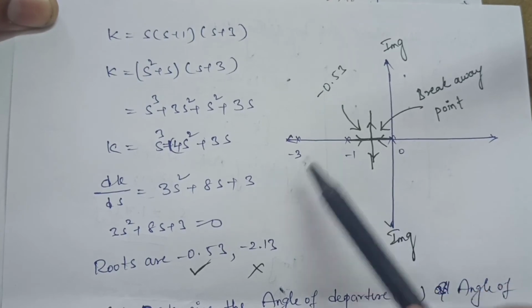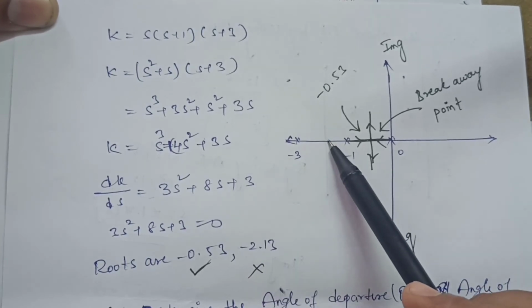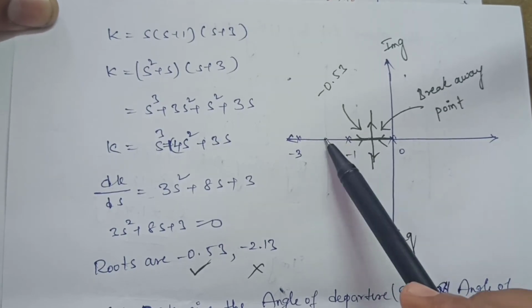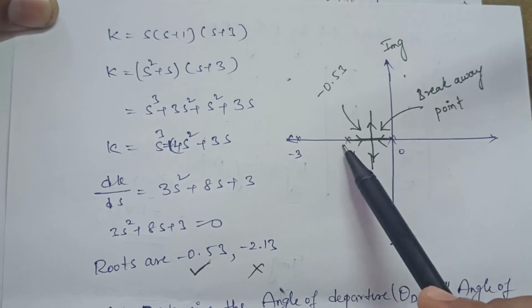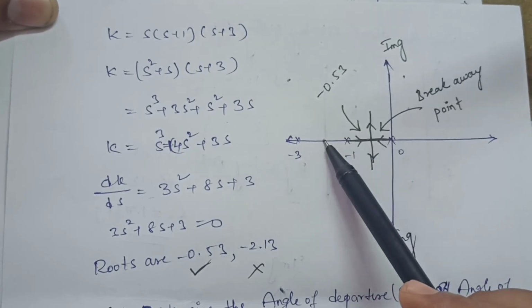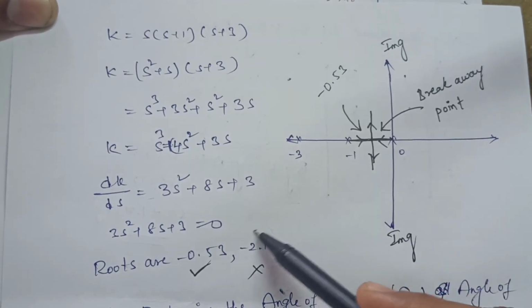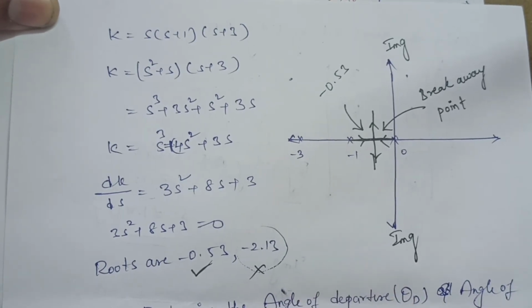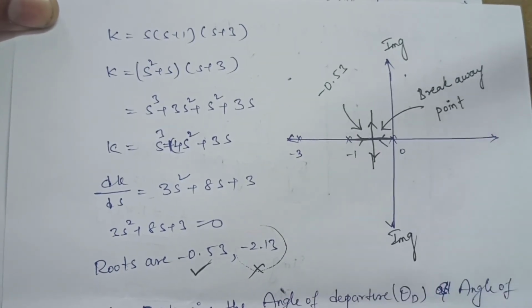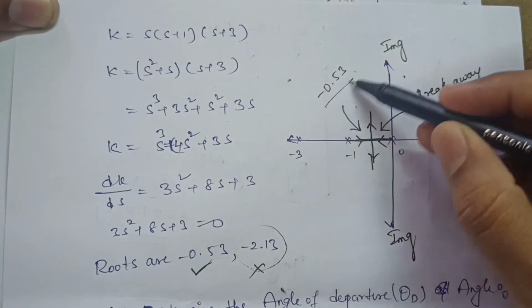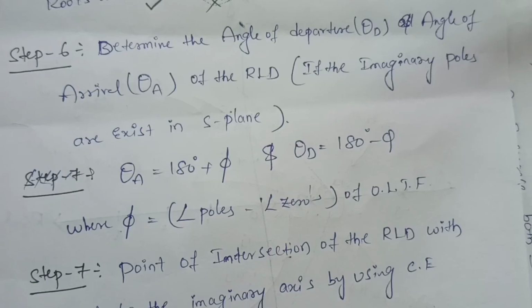At this point, minus 2.13, the number of poles and zeros to the right side must be odd, but in this open loop transfer function, if you take this point, the number of poles and zeros is even. Okay, that's why we do not consider minus 2.13, we consider only minus 0.53. Now this is the exact breakaway point for this open loop transfer function.